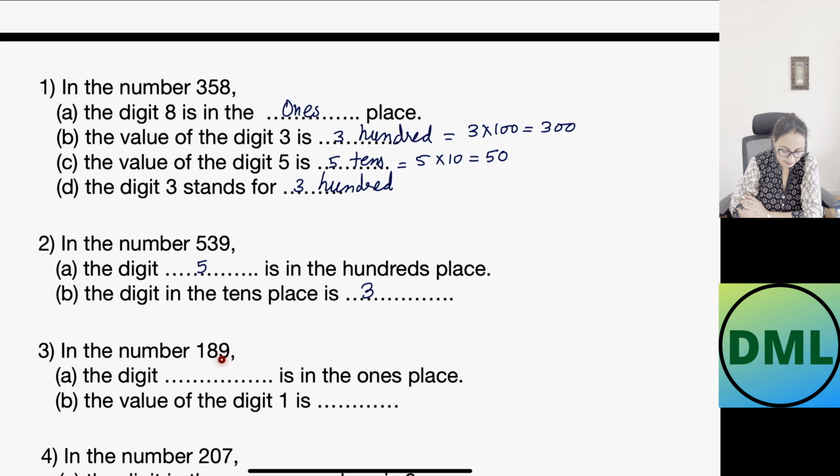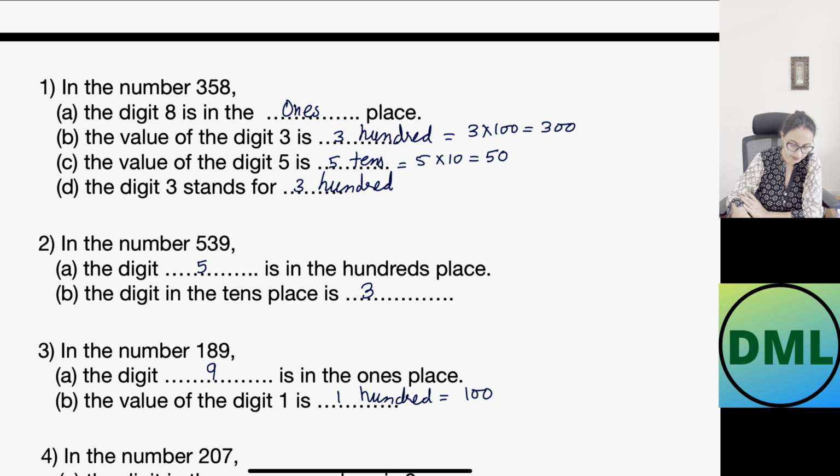Let's see the next question here. In the number 189, the digit dash is in the ones place. So ones place is which digit? This is ones place. Ones place is digit 9. Let's write down the answer as 9 here. The value of the digit 1 is. He's asking the value of 1. 1 is at hundreds place. So the value of digit 1 is 100. You can write down the answer in two ways. Either you write down 1 hundred or you can write down 100. That will be your answer.